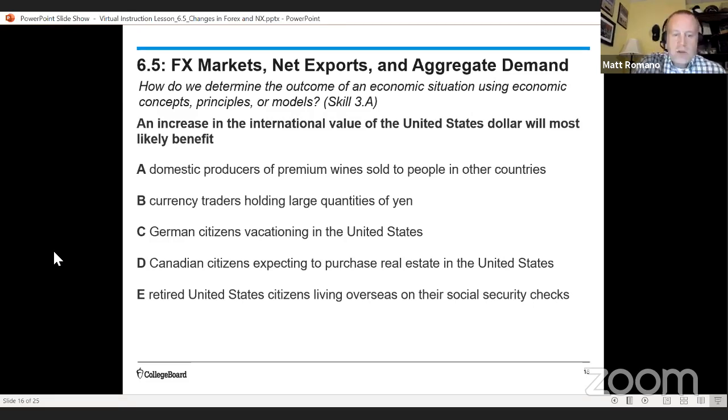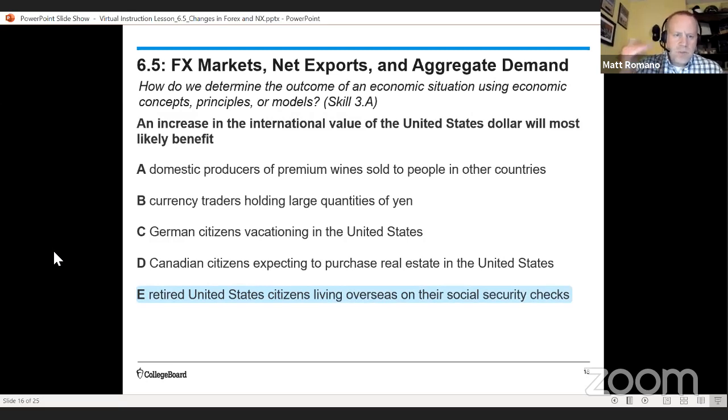E says retired United States citizens living overseas on their Social Security checks. Okay, what do we have? We have US citizens who are paid Social Security, which means they're being paid in US dollars, but they're buying things overseas. Well, those dollars that are coming from the Social Security check, they're worth more overseas than they used to be. They are better off. E's got to be your answer.